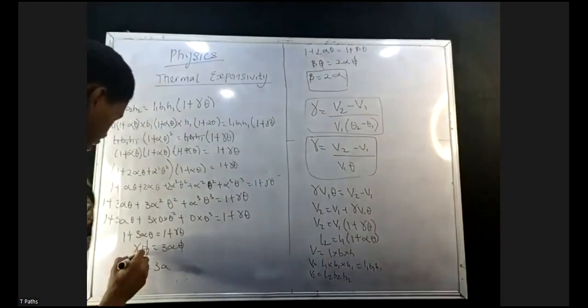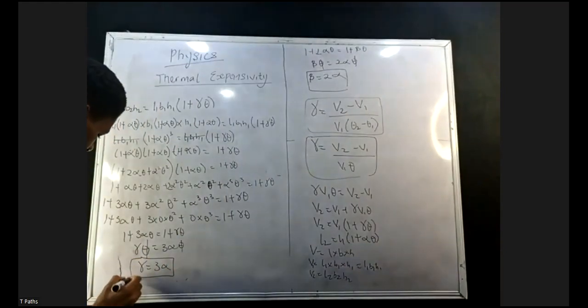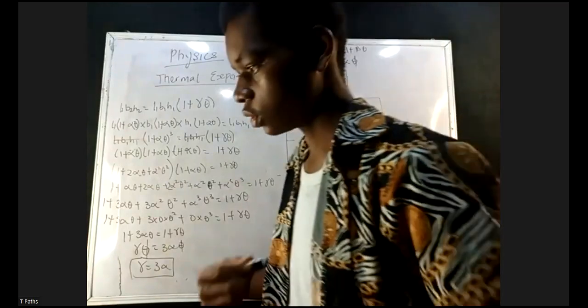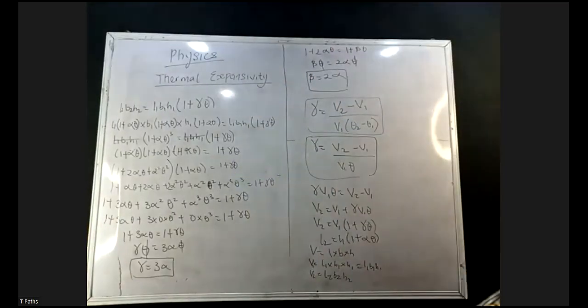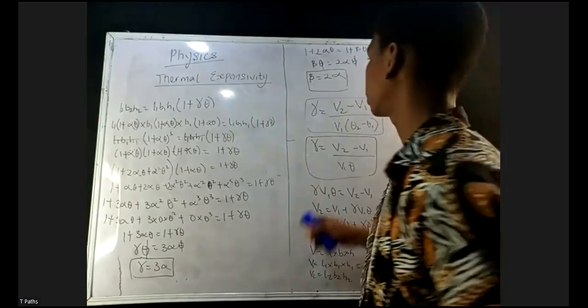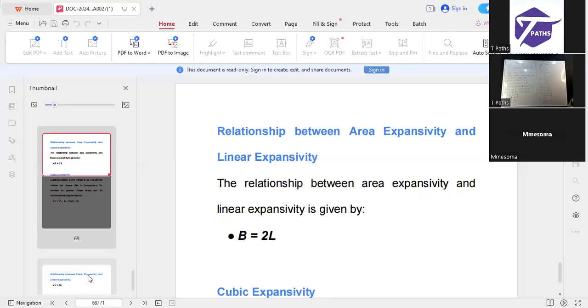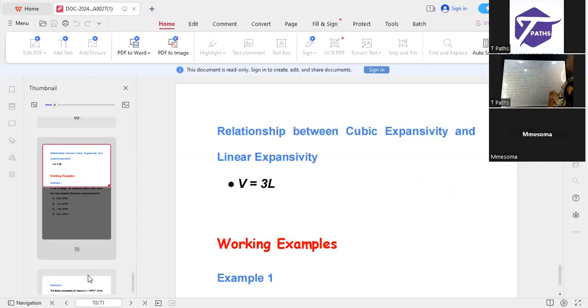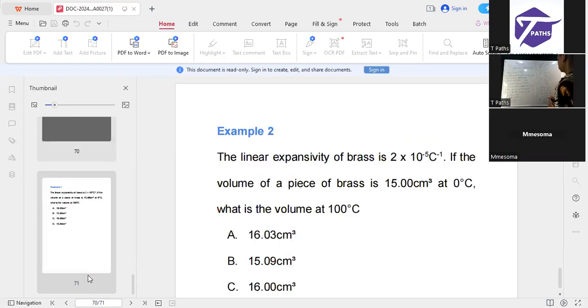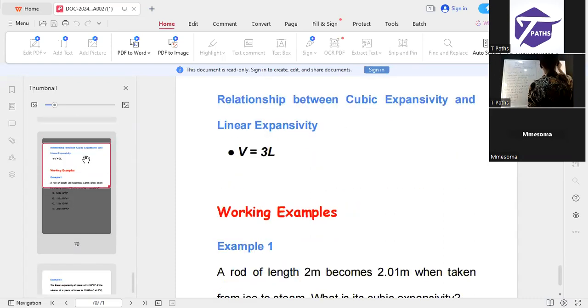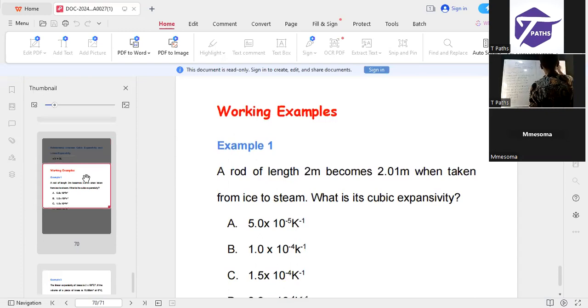Just like this is the relationship between area expansivity and linear expansivity. So I have these two here. Now we can move to working examples real quick. So I'm just going to write this at the corner of the board, at this top corner here, so we can be seeing it.